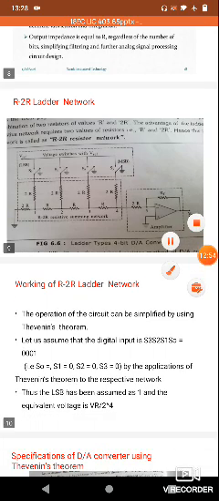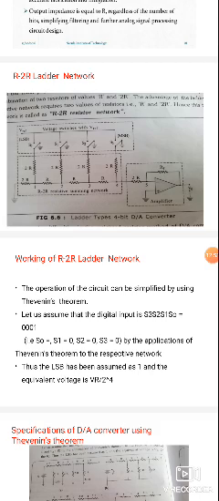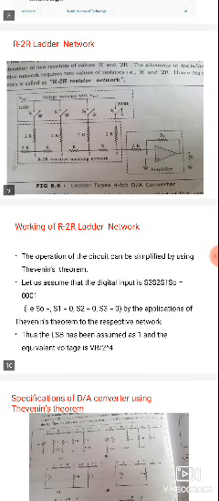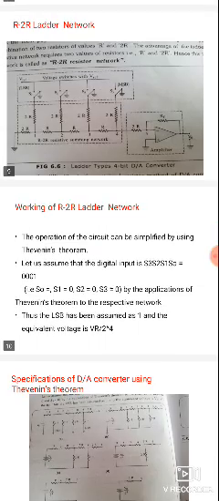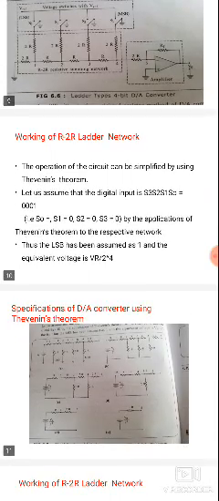If the position is indicating 1, that is nothing but binary high value, the output will be connected to the op-amp, and then we are getting the output in the form of analog. So the op-amp output section is analog only. If the input binary bit is 0 or low value, it will be connected to ground. So the working of the R-2R ladder network, the operation of the circuit can be simplified by using Thevenin's theorem.